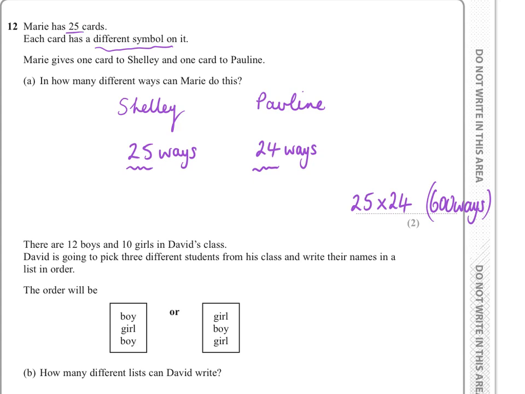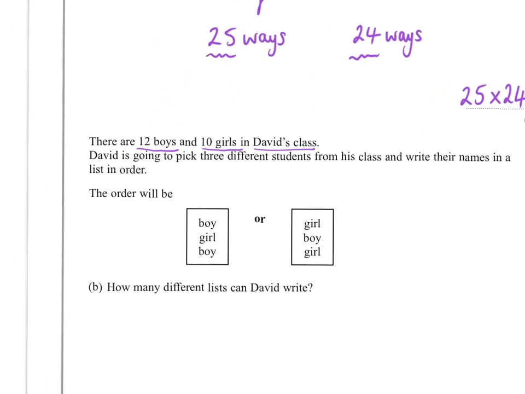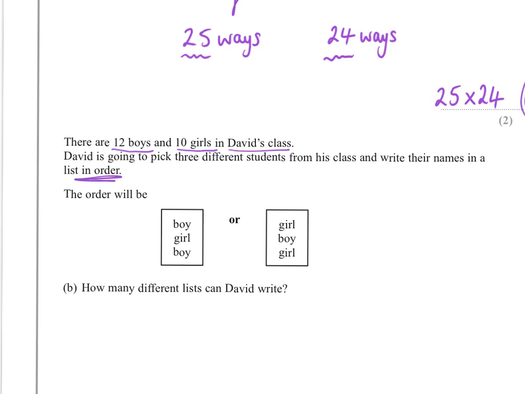The next part is, it says there are 12 boys and 10 girls in David's class. David is going to pick 3 different students from his class and write their names in a list in order. That's important. So the order will be boy first. Well, if there's 12 boys, there'll be 12 ways for the first boy. Then girl, so there'll be 10 girls left to choose from. And then boy again, which means there'll be 1 boy already chosen, which means there'll be 11. So that will be 12 multiplied by 10 multiplied by 11. And on the calculator, that will give you 1,320 ways.